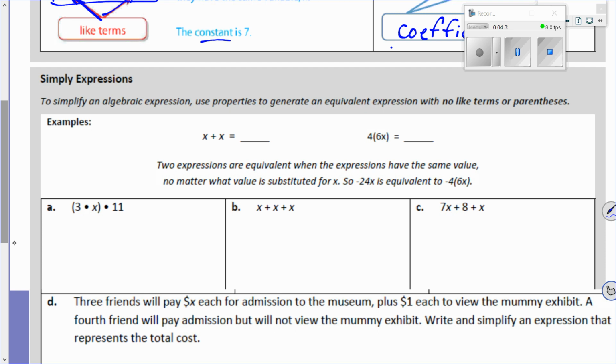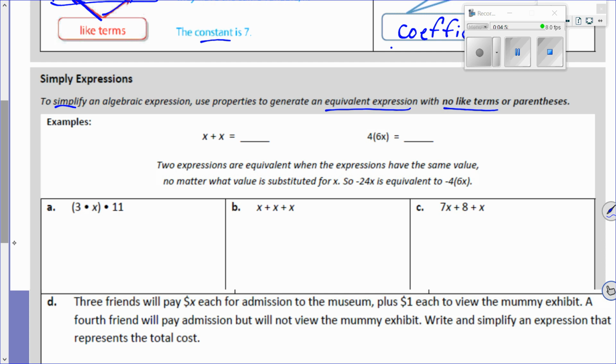Okay, our next one. To simplify an algebraic expression, use properties to generate an equivalent expression with no like terms or parentheses. In other words, I want to get rid of all the parentheses and put everything together that I can. In other words, everything that is the same. The same constants, the same variables. So if I have x plus x, I would rewrite that as? X squared.